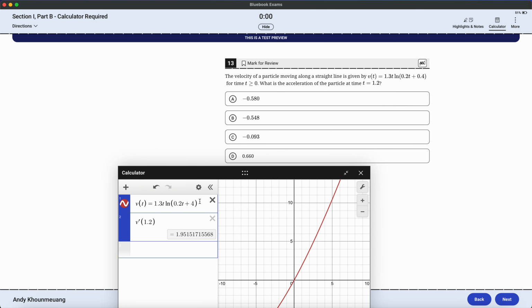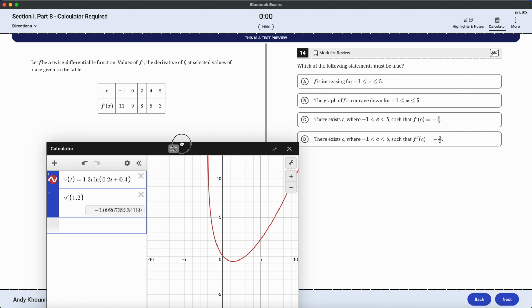In this case, I messed something up. Let's see. 1.3t. Oh, that should be a 0.4. How embarrassing. Anyways, that's going to give us our answer of C.